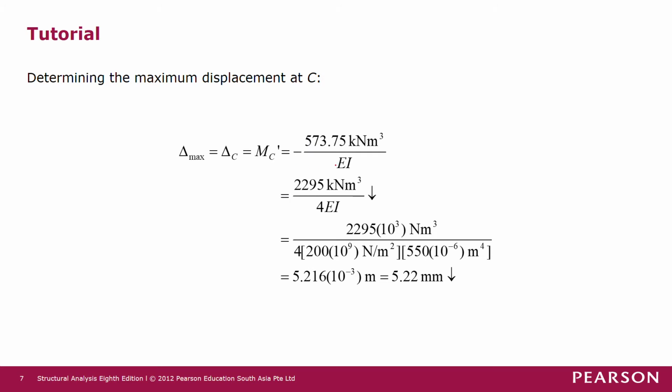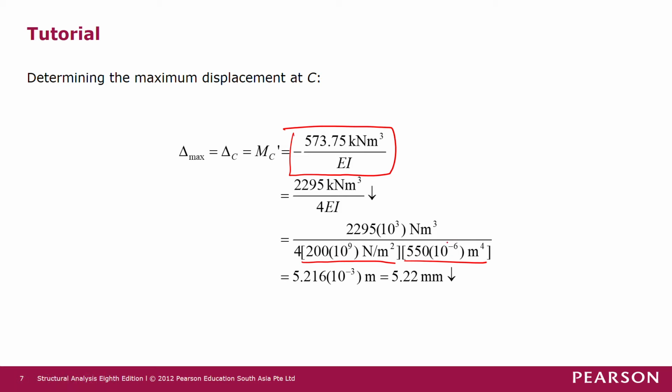So solving for MC prime, we get negative 573.75 kilonewton meter cube. By converting it to a fraction, we have 2295 kilonewton meter cube over 4EI. So we substitute EI by converting all the forces and dimensions to Newton and meter. So this one kilonewton converted to Newton, we multiply by 10 to the power of 3. And then gigapascal is in Newton per square meter, so no conversion here.